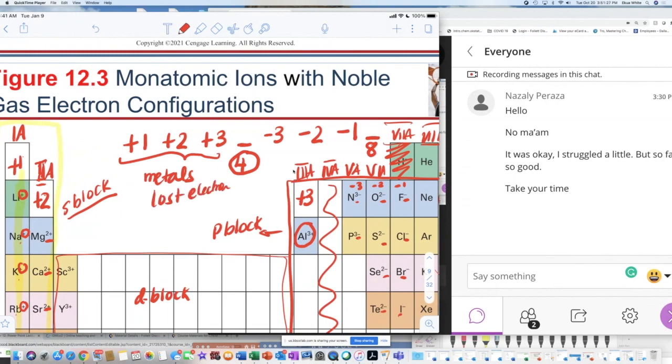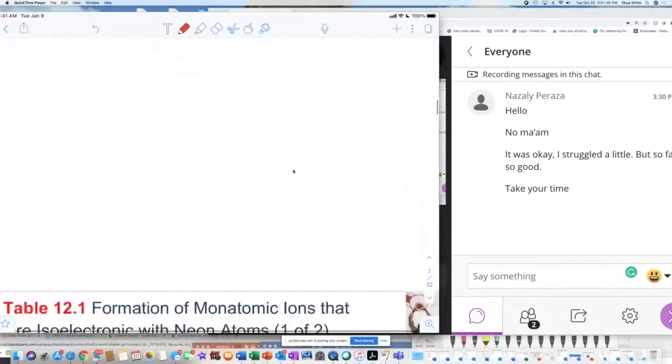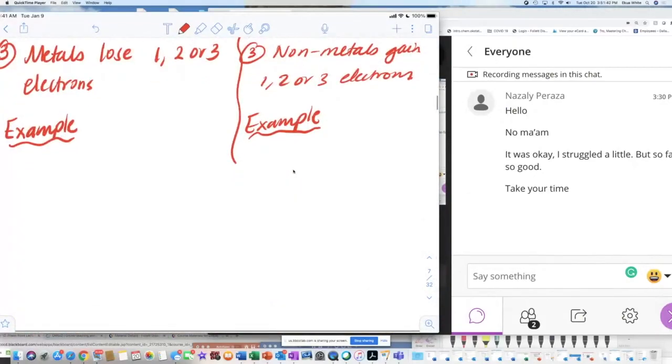So I'm going to give you some examples and we'll go over that. And then here, these non-metals gained. I'm running out of room. I need more room. So now that we've visualized this, I'm going to go ahead and scroll back to where I was explaining this. Okay, our example.